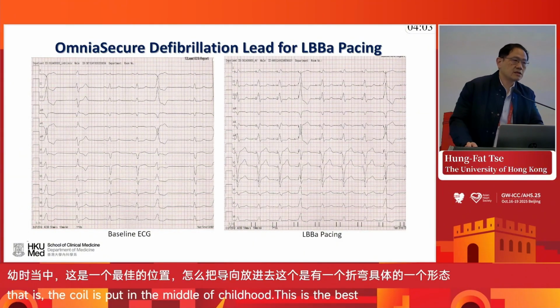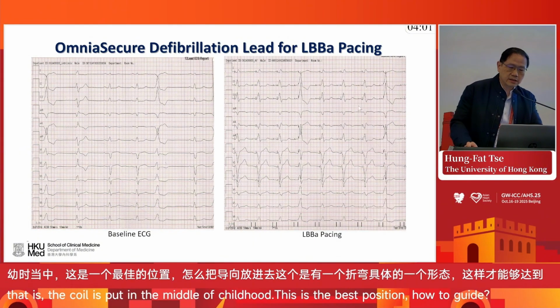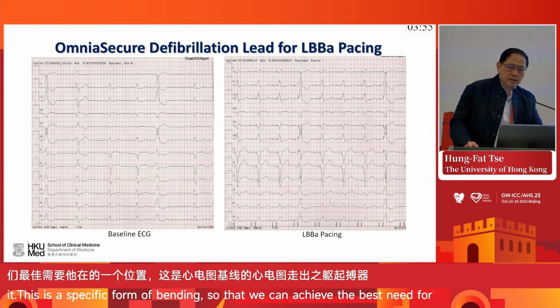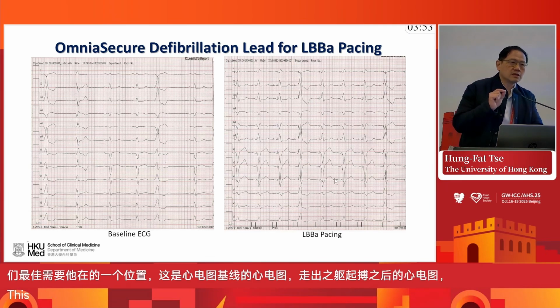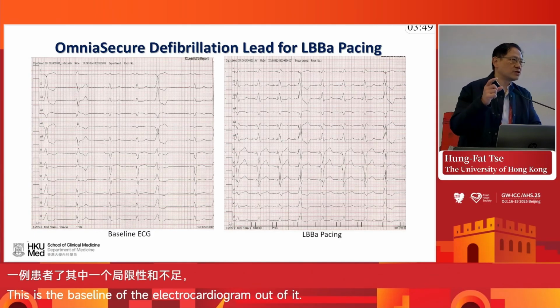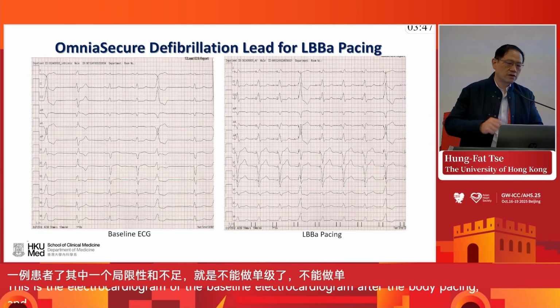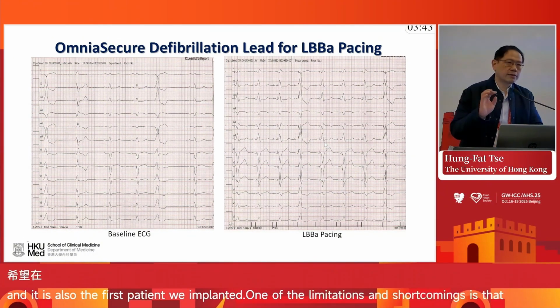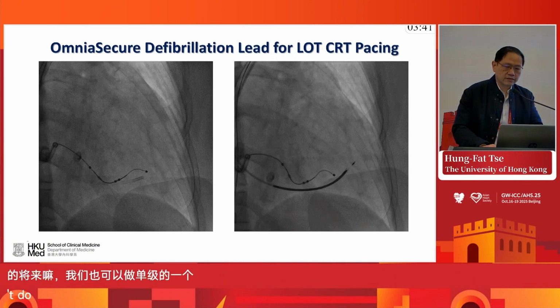This is the ECG. You see this is a baseline ECG. This is after the LBB area pacing ECG, with one of the first cases we implanted. And again, one of the limitations is you cannot do unipolar pacing with a defibrillation lead, because this is a defibrillation lead, so you cannot choose. But hopefully in the future, you will be able to do unipolar pacing. We may actually get a better ECG performance in this kind of thing.